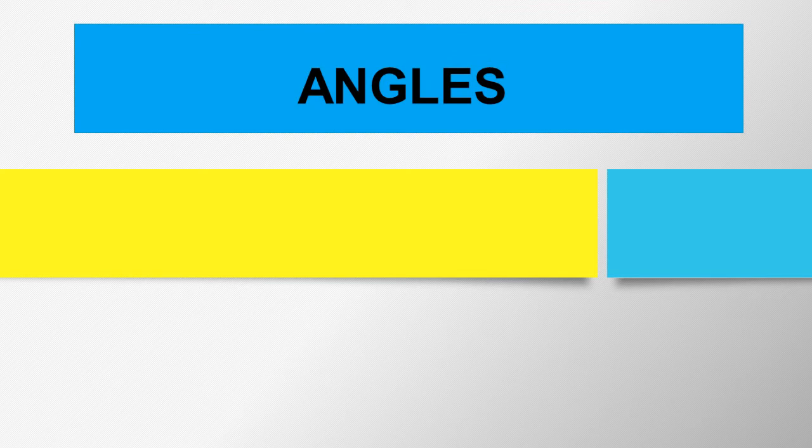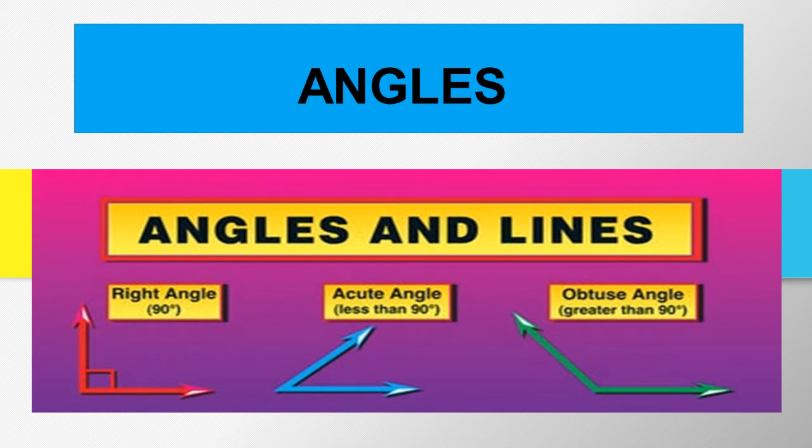Before proceeding to our topic, let us first have a sort of review of the past lesson, which is angles. When we say angle, an angle is a union of two non-collinear rays that shares a common endpoint called vertex. What are the types of angles? We have the right angle, acute angle, and obtuse angle.